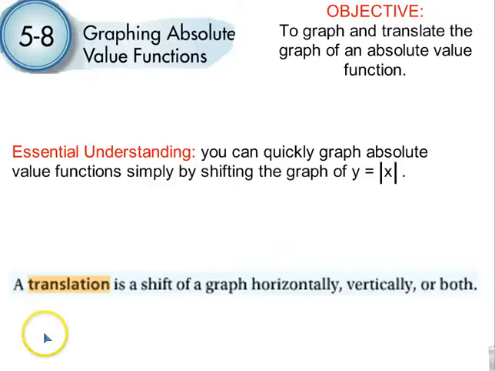All right, last section of chapter 5, graphing absolute value functions. Okay, we've seen absolute value before, and we remember, hopefully, that it looks like this. It's going to make the letter V. You can quickly graph absolute value functions simply by shifting the graph of y equals the absolute value of x. A translation is the shift of a graph horizontally, vertically, or both. So we're going to talk about the concept of translation here.